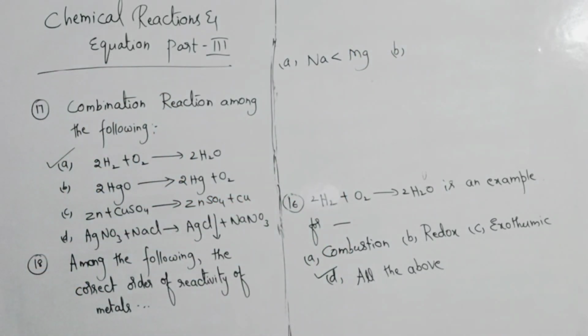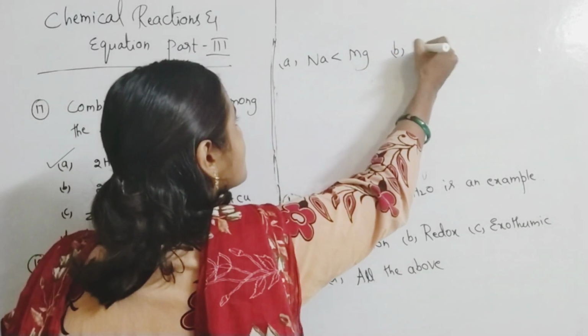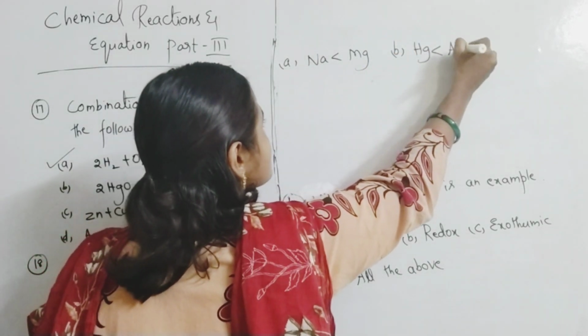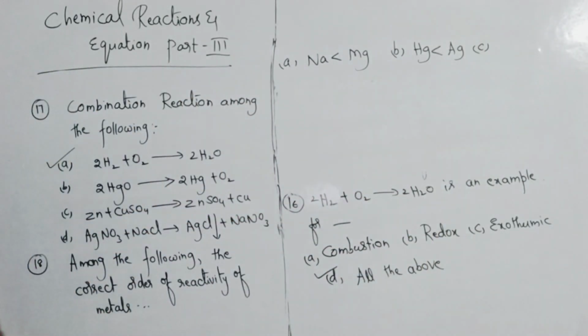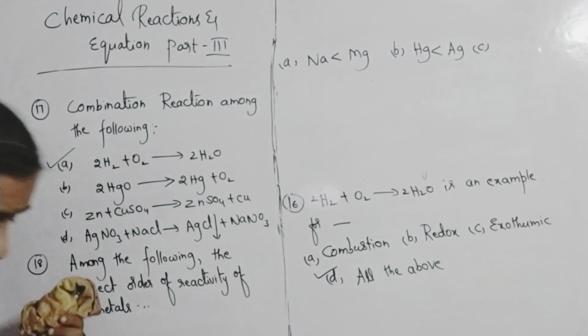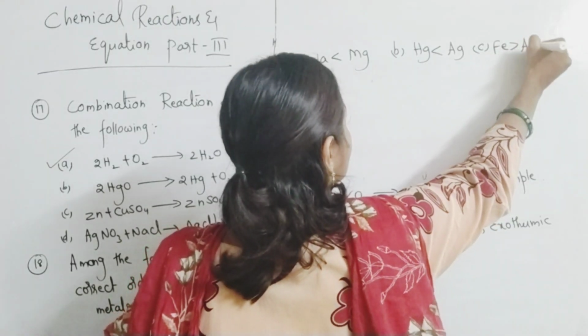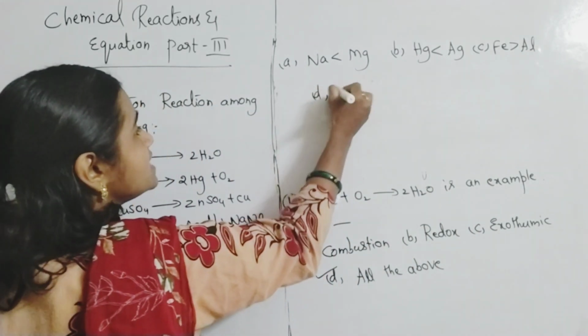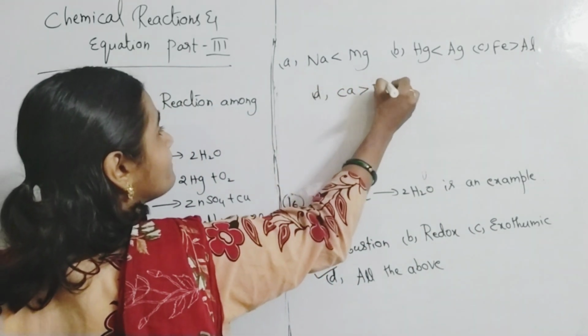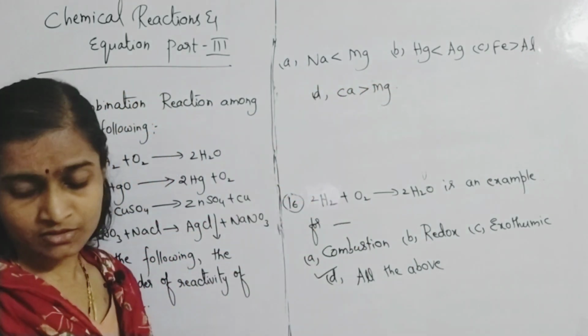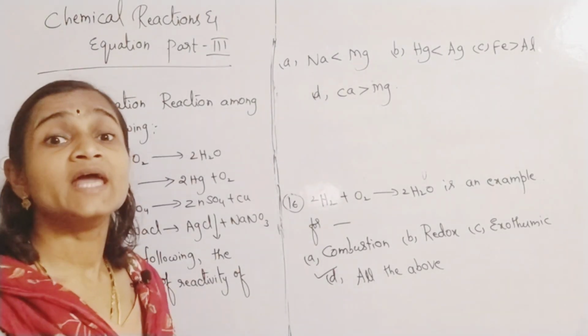Option B, Hg less than Ag. And option C, what is given to you? Fe greater than Al. Option D, Ca greater than Mg. For this, what you have to check? You have to check with the reactivity series.